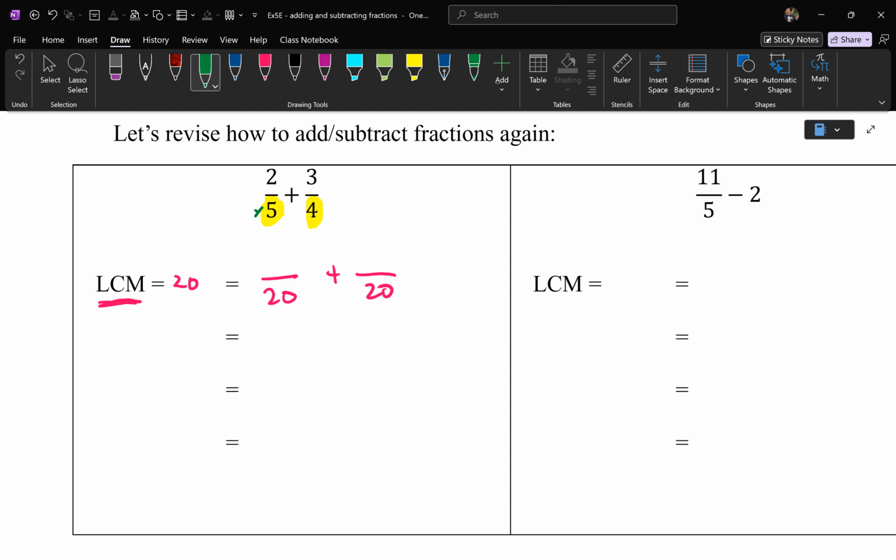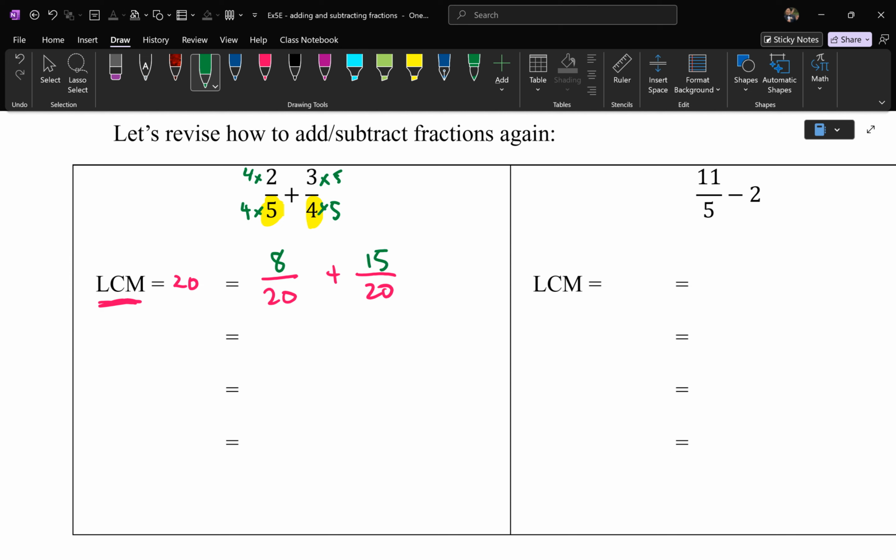Very good. So 5 times what gives you 20? 4. So what do you do to the bottom? You do to the top. So at the top there, 4 times 2 is 8. The other one, 4 times what gives you 20? Let's go with Bo. 4 times what gives you 20? 4 times 5. Good. And what you do to the bottom, you do to the top. So 3 times 5, which is 15.